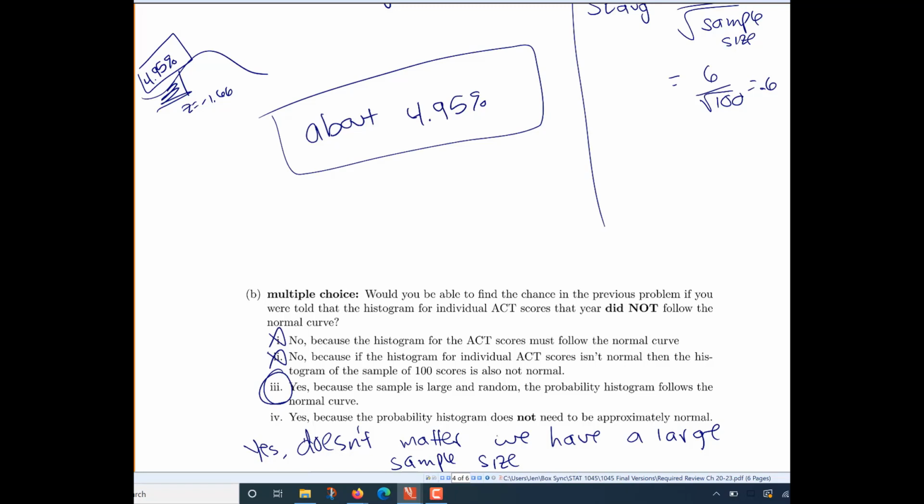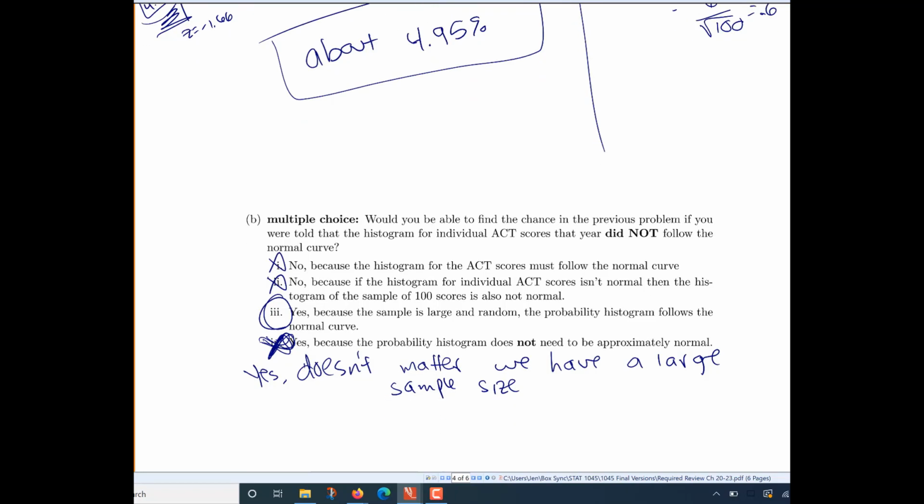And yes, because the probability histogram does not need to be approximately normal. Well, we know that the probability histogram of averages always will be normal for a large sample size, so that doesn't really make sense either. So let's just go with that third one.